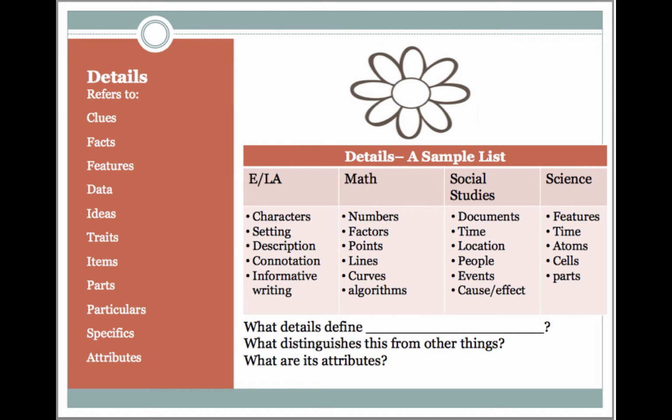The next icon under depth and complexity is the icon of this flower, which is meant to symbolize details. So here you will notice the different prompts. What details define blank? What distinguishes this from other things? And what are its attributes?